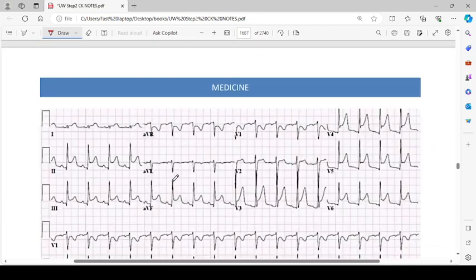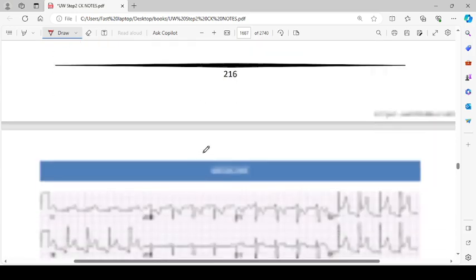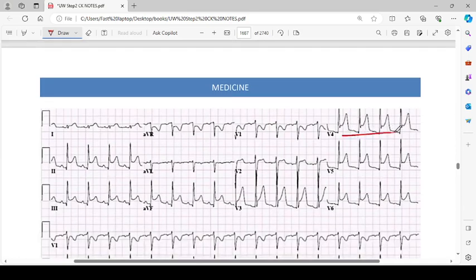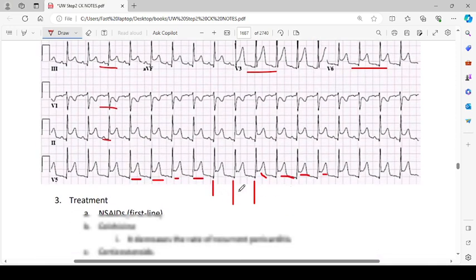Now in this picture, we are looking for PR depression and diffuse ST elevation. You can see this ST elevation in V4, V5, V6, even in V3. After the QRS, the ST is elevated, right? Even here there is slight elevation in the ST segment. In lead V1, you can see elevation of ST. I guess this is a characteristic smiley face ST elevation as well, and there is T wave inversion too. So this is diffuse ST elevation. In all the leads, the ST segment has elevated and the T wave is also inverted. As you can see in this picture, they have highlighted the ST elevation here and here.